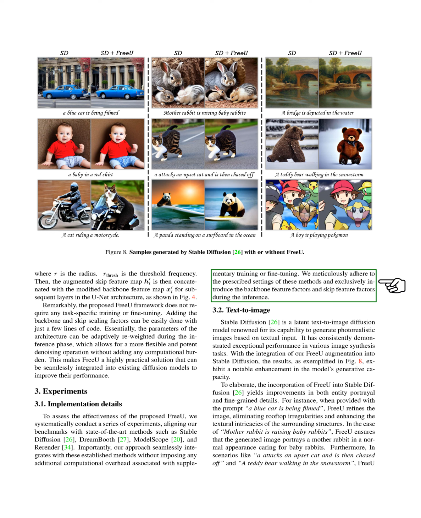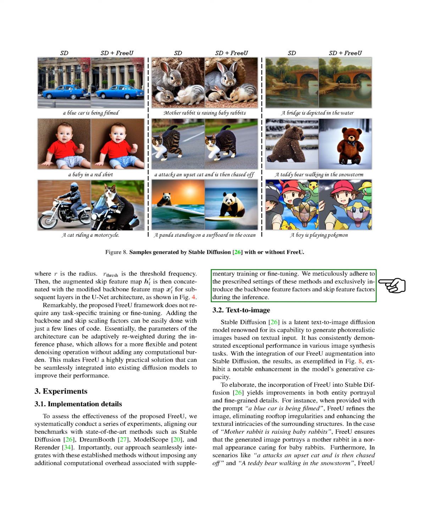We've strictly followed the recommended settings of these methods and only introduced the backbone feature factors and skip feature factors during the testing phase. Stable Diffusion is a well-known model that can create realistic images from text descriptions. It has shown excellent performance in various image creation tasks.